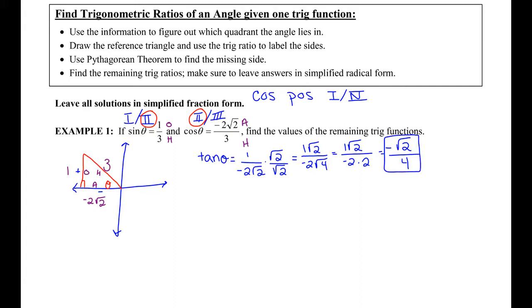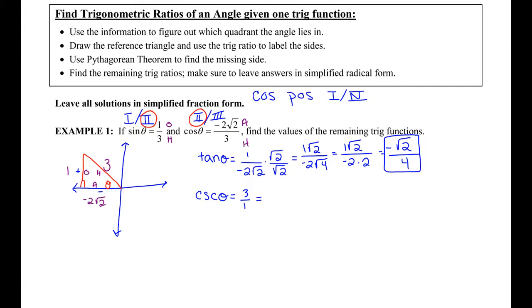Now that we know all three original trig ratios, we must next look at the reciprocal trig ratios. So first, let's look at the one that matches sine, which is cosecant. Cosecant of theta can either be found by taking the hypotenuse over the opposite side or by flipping your original fraction for sine. That gives us 3 over 1 or just 3.